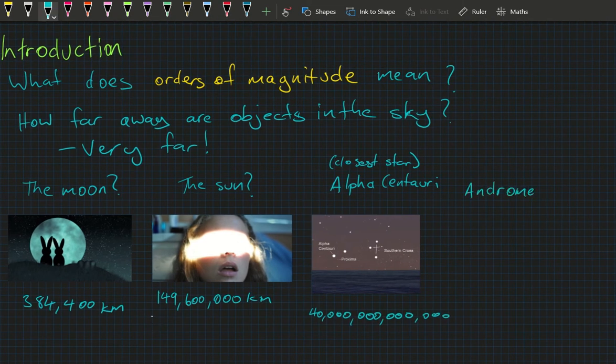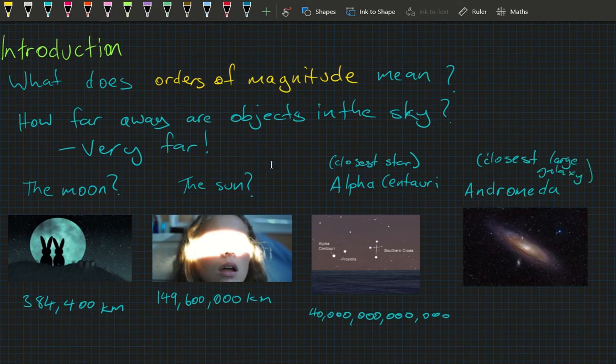The closest large galaxy to us, Andromeda, that is, well, forget about it. I'm not going to fit it on the page, but let's put it this way. Alpha Centauri is 4 light years away, and you can see how many kilometers that is. The Andromeda galaxy is 2.5 million light years away. So let's leave that there. So that's the very large.